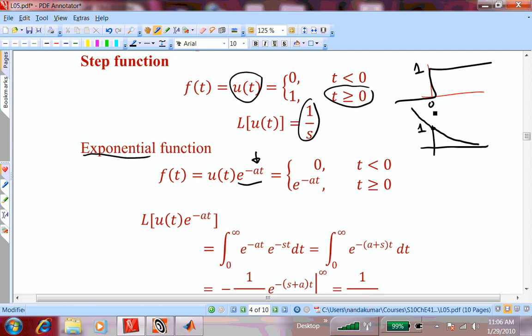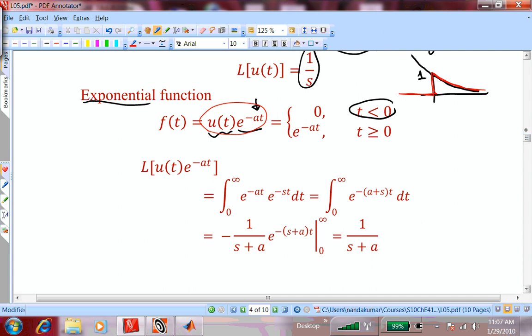But we are not interested in anything less than t equal to 0. That is why we multiply this by u of t. When I multiply by u of t, it truncates. So what I'm dealing with now is this function. I'm asking, what is the Laplace transform of the exponential function only in the right half domain in time, from 0 to infinity? So it is defined as 0 for t less than 0, and e to the power minus at for t greater than 0.